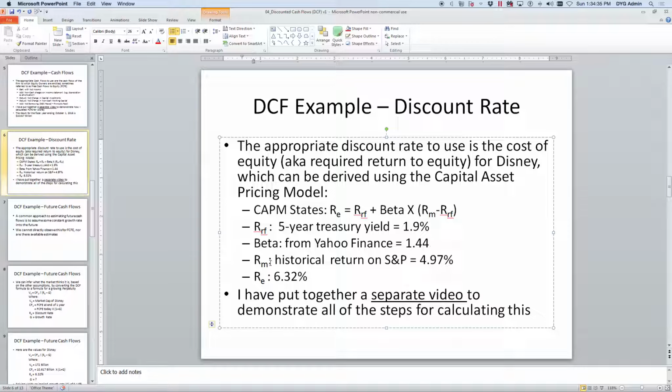The return, and again I show this in the other video, on the S&P over the last 10 years has been approximately 4.97%. And so that number we use. And the return to equity implied by all of that, so this return on equity from CAPM, if you just plug in the numbers and calculate, is 6.32%. So we would use a 6.32% discount rate.